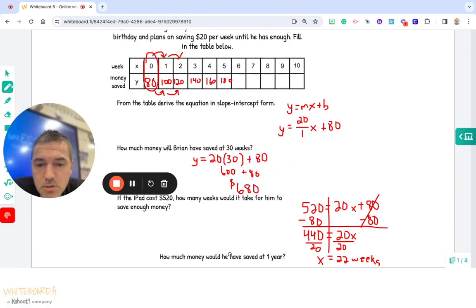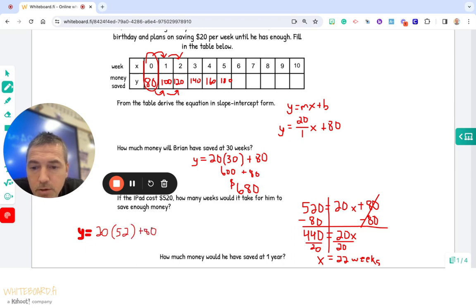This last question says, how much money would he have saved at 1 year? So we can't use 1 year. We got to change it to weeks, right? That's what we're dealing with in this problem. So we know there's 52 weeks in a year. So we're going to plug in that 52 for x, right? So it's going to say y equals 20 times 52, right? It's 52 weeks in a year, plus the 80.